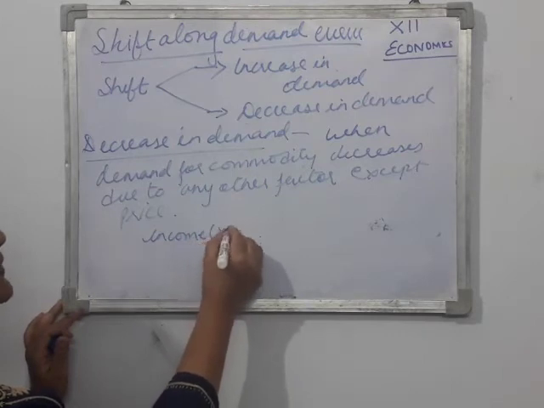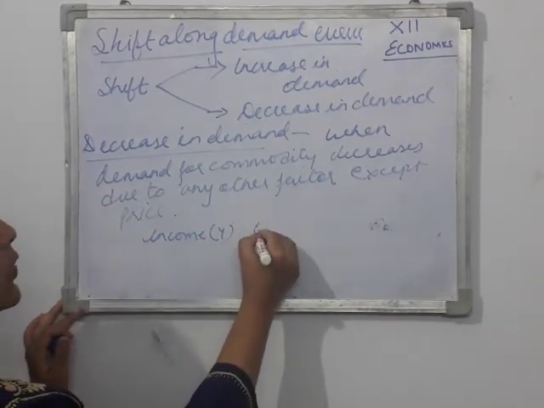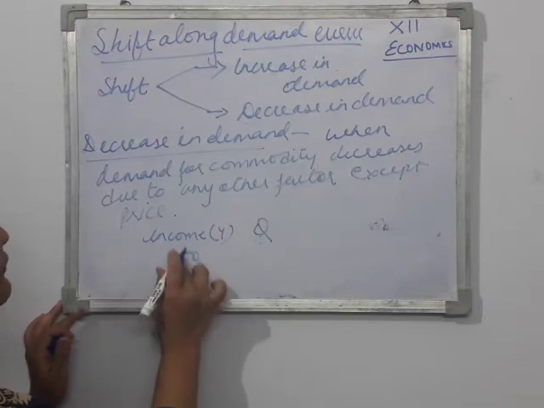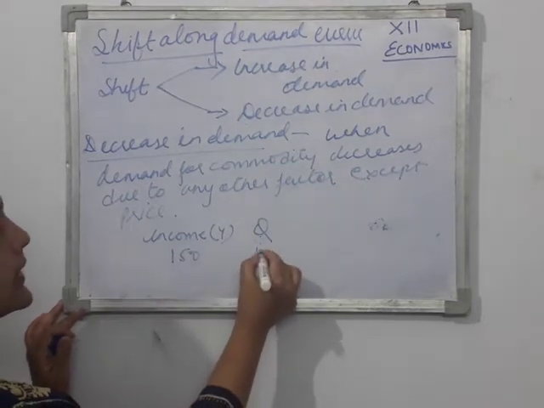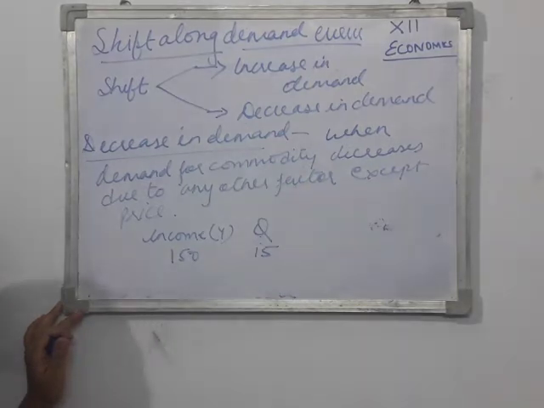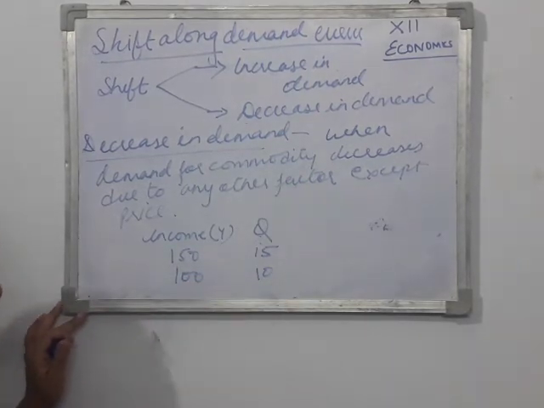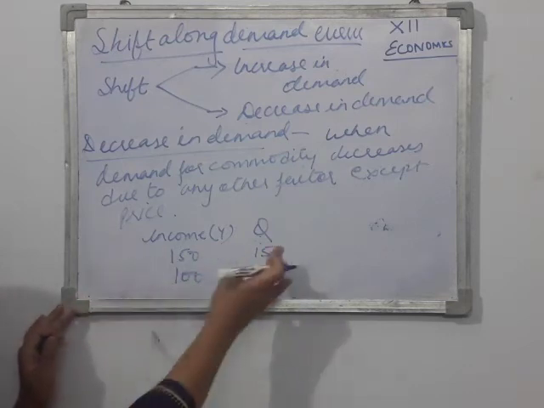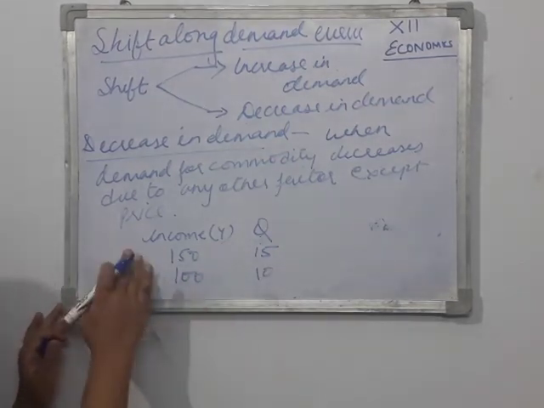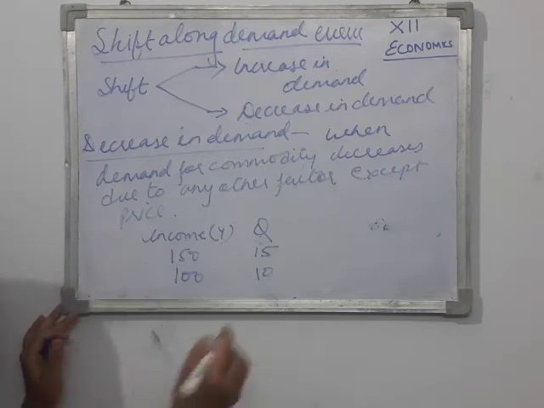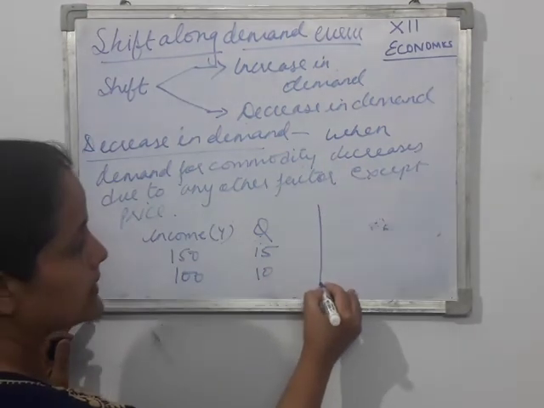अगेन वी कैन टेक एग्जांपल ऑफ इनकम, जिसे हम इकोनॉमिक्स से वाई से डिनोट कर रहे हैं, एंड योर क्वांटिटी डिमांडेड. जब इनकम आपकी 150 थी तो यू आर डिमांडिंग फॉर 15 यूनिट्स ऑफ कमोडिटी. जब वो 100 हो गई, आपकी इनकम घट गई, तो यू आर डिमांडिंग 10 यूनिट्स ऑफ कमोडिटी. तो हियर हमारी जो डिमांड है वो घट रही है ड्यू टू द चेंज इन इनकम, नॉट ड्यू टू द प्राइस. आई एम अगेन सेइंग नॉट ड्यू टू द प्राइस. सो डायग्राम इज गोइंग टू बी लाइक दिस.